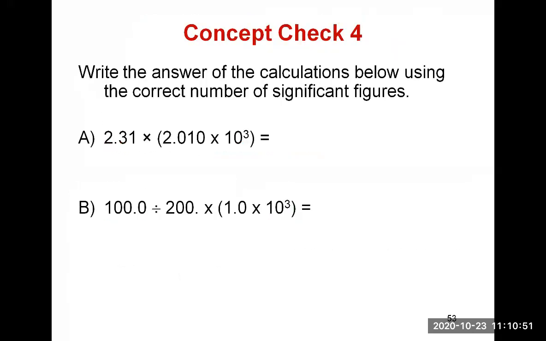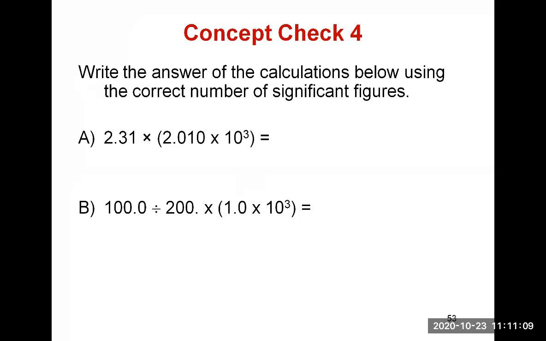Let's do a concept check to verify that you know how to use those rules. Write the answer of the calculations below using the correct number of significant figures. So practice this on your own before you watch the answer. This is important to practice.